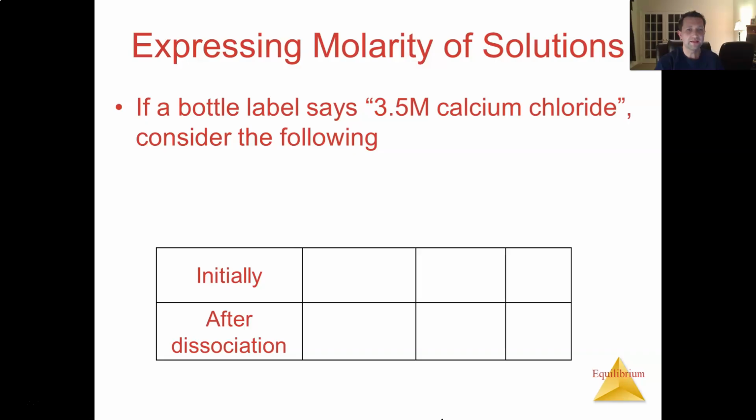Okay, so let's say in the lab I have a bottle that says 3.5 molar calcium chloride. Consider the following. So we want to consider what our equation looks like. Calcium chloride solid dissolves, and we create calcium ion 2+ and 2 chloride ions. That's really important here. The equation obviously has to be balanced, right? And there's a 2 here, so there has to be a 2 here.